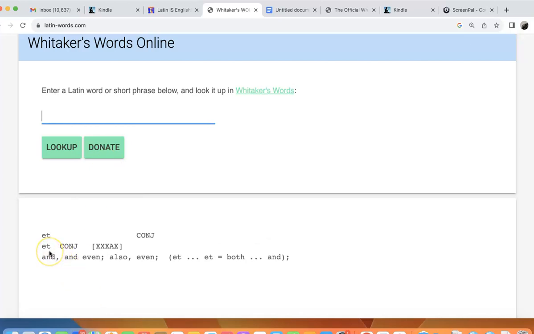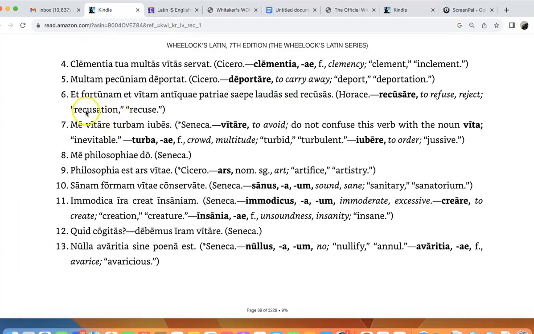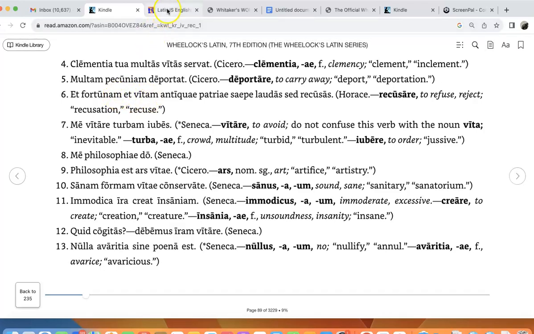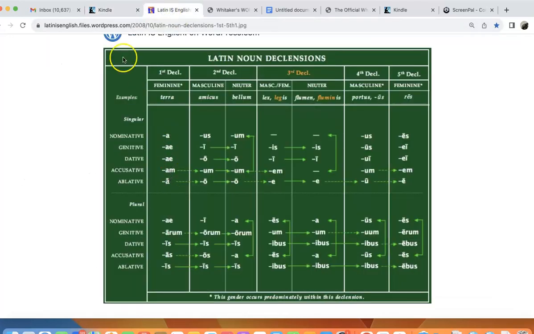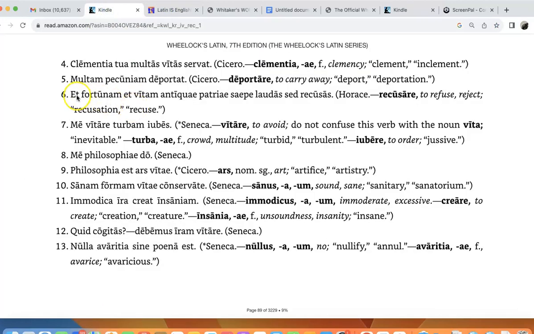And et means and, but as you'll see here, we have et et, which means both and. So I remember way back in grade school, we learned both and, either or, neither nor. Same thing in Latin. We have to probably memorize these conjunctive pairings. It's a conjunction. So we go back here, and there's our et. So we know that means both and. But then we have fortunam, vitam, which are both in am, which tells us it is accusative singular. So that's the direct object. So both fortune and life.